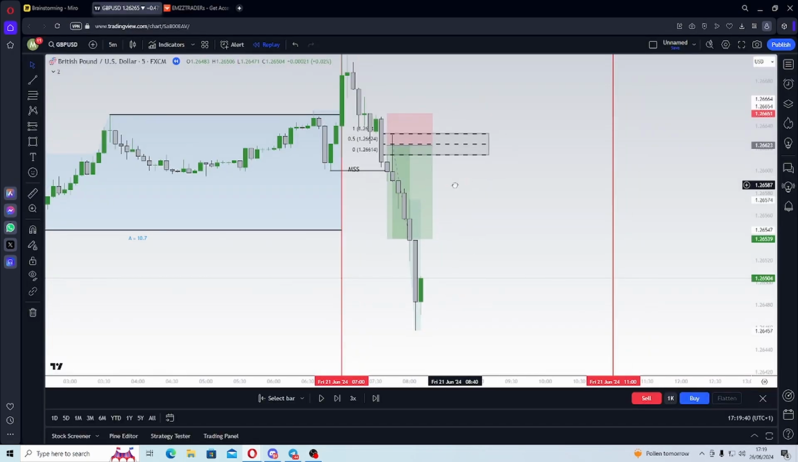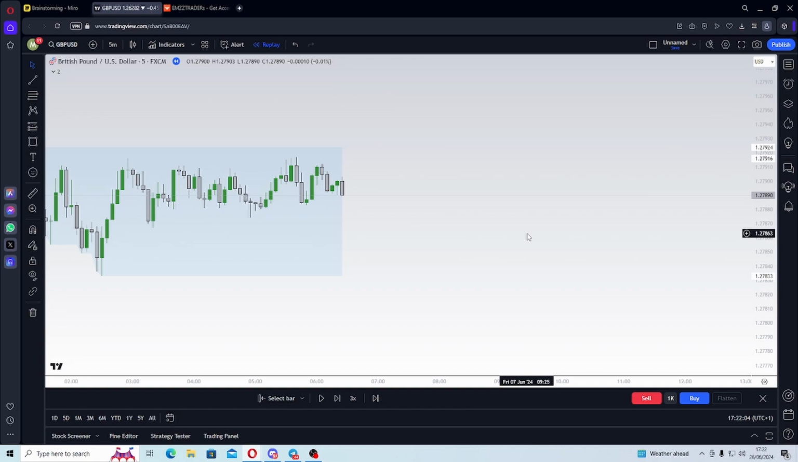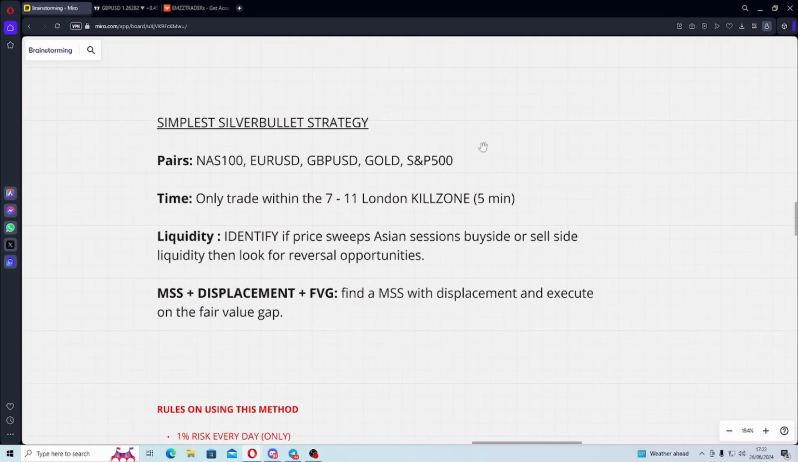But let's get to the next example. Okay, so now I have another example that I'm going to be showing you, but this isn't as pretty as the other one. So make sure you are listening carefully, okay? So I'm going to be using the exact same strategy. Everything's going to be the exact same.